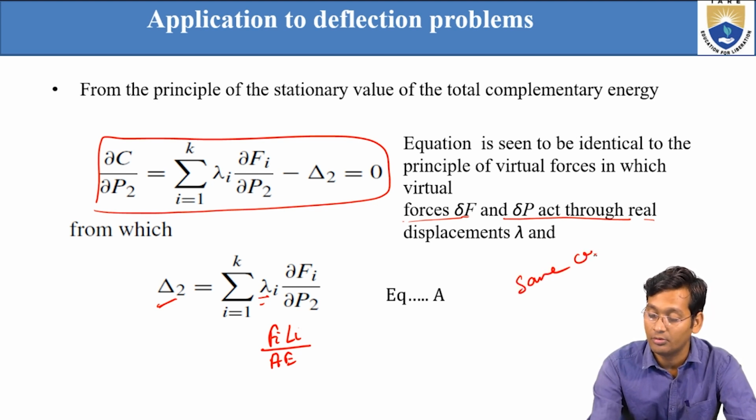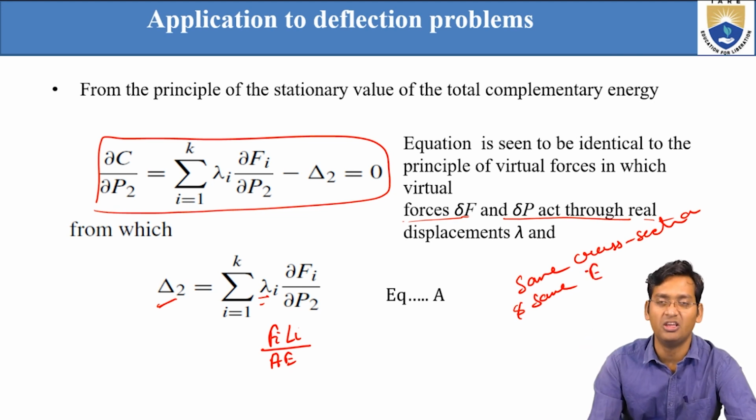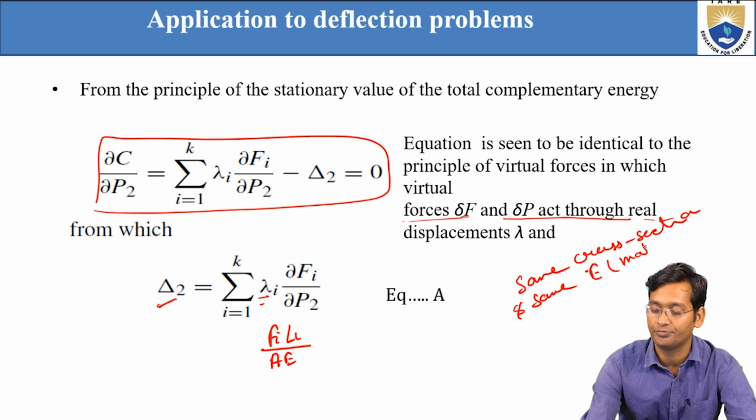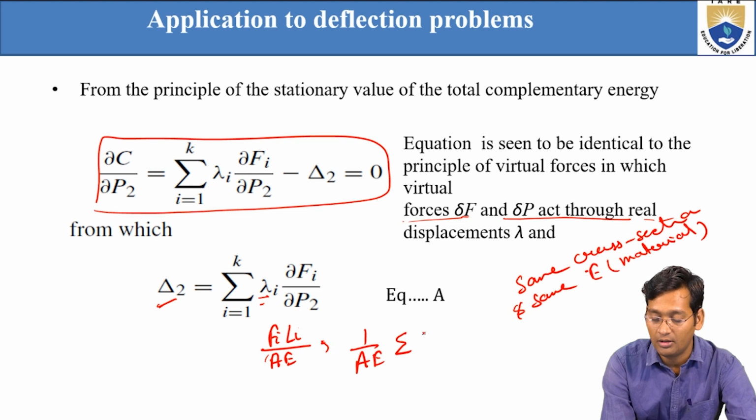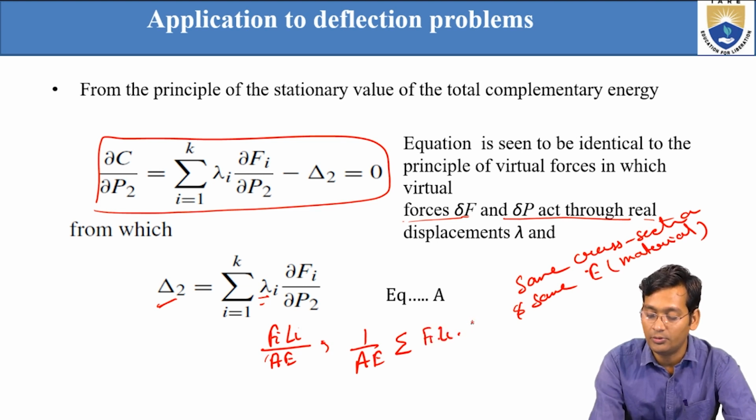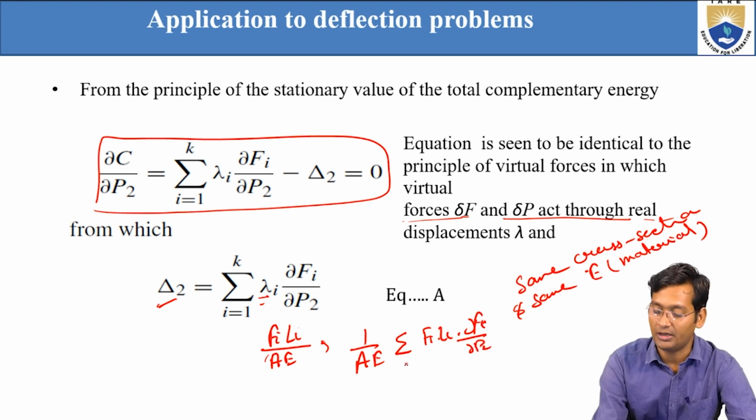Same cross section and same E, Young's modulus of elasticity, meaning the same material. Then this AE we can take common, right? So simply we can write 1 by AE sigma Fi Li into del Fi by del P2, that we can write.